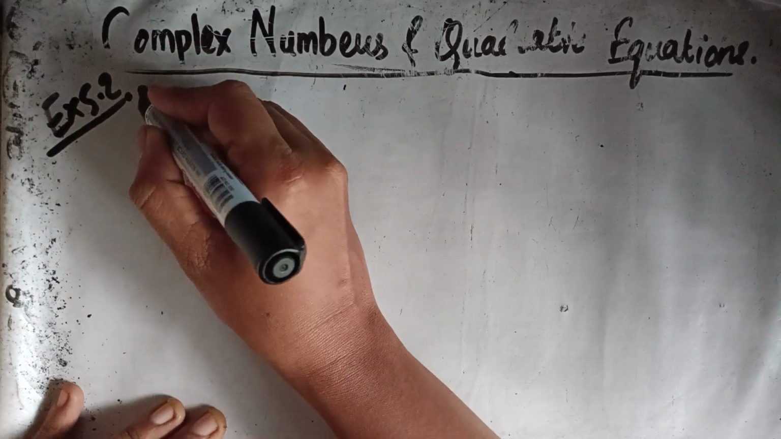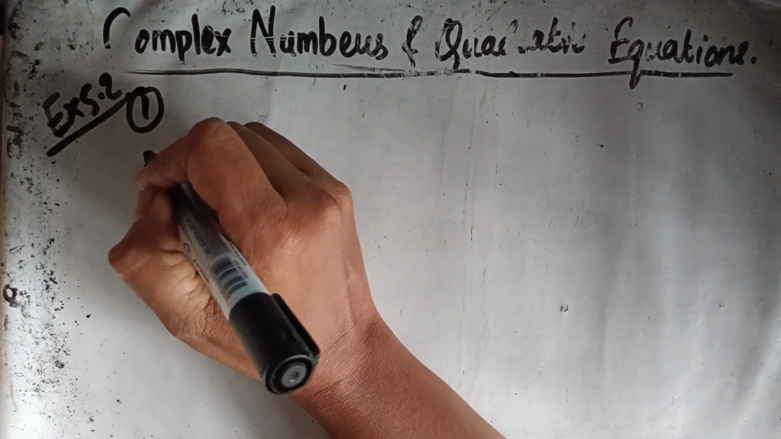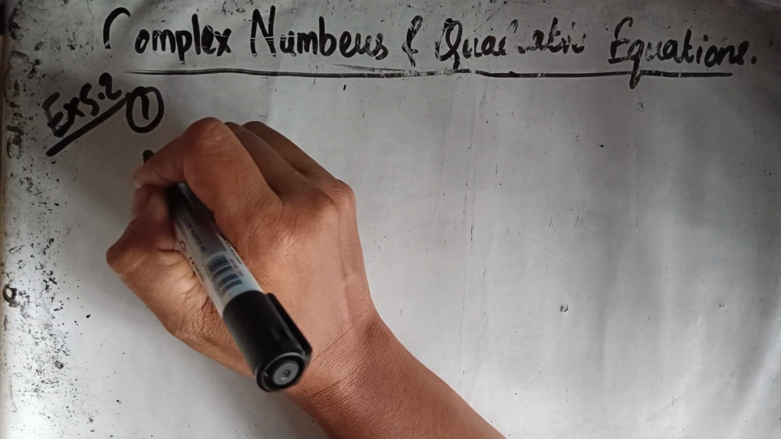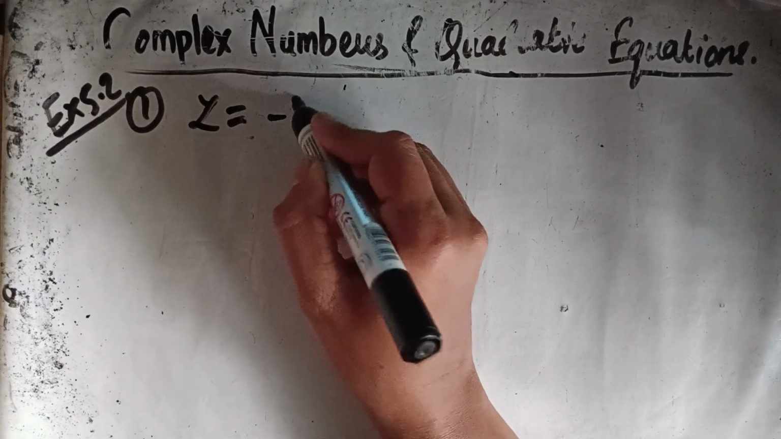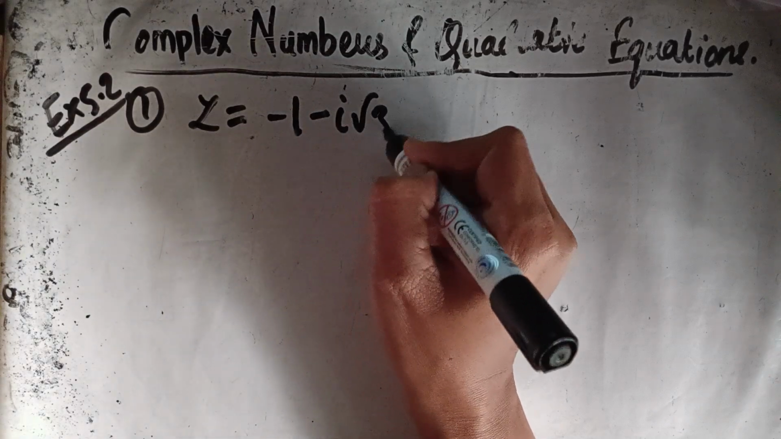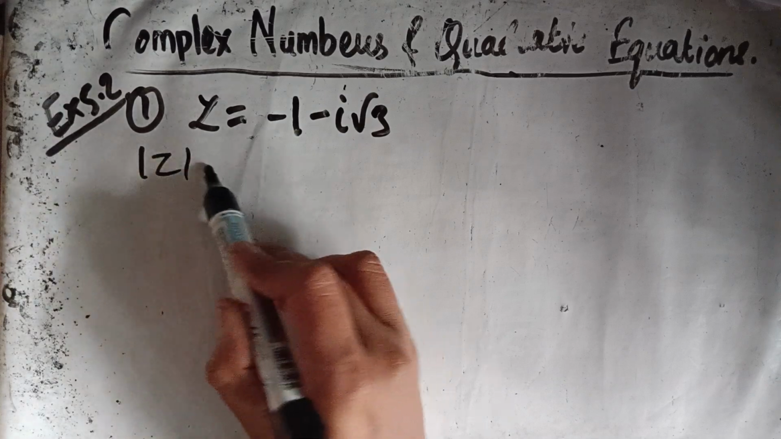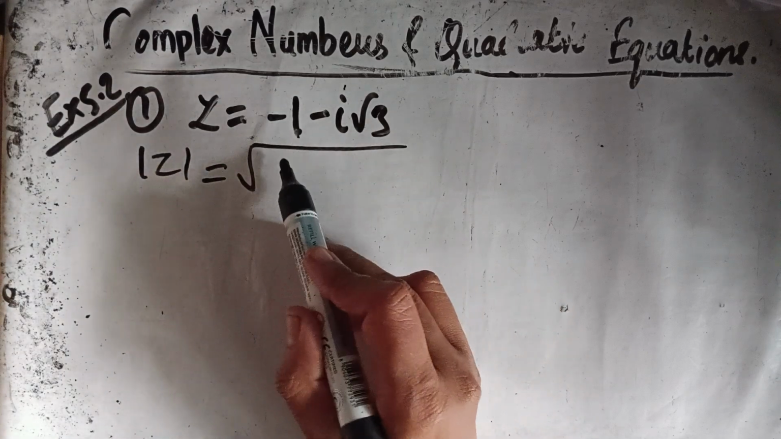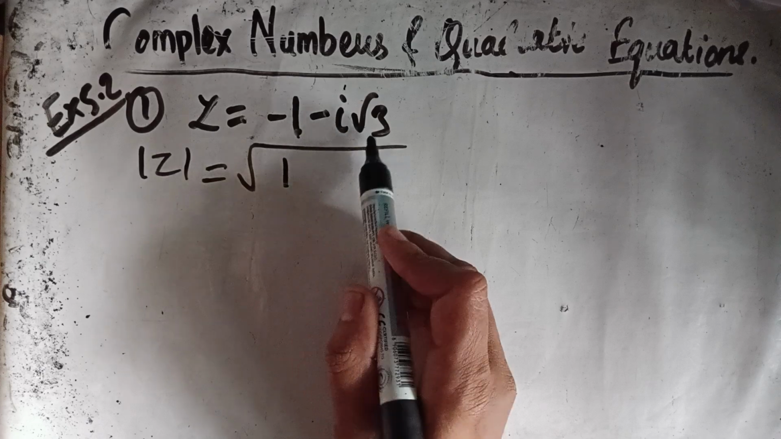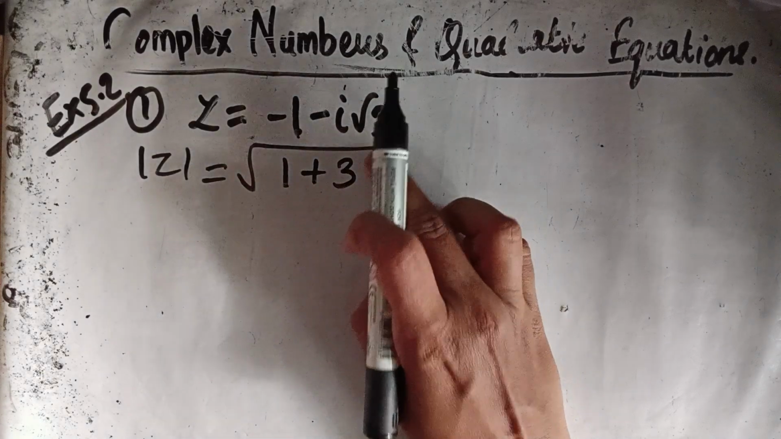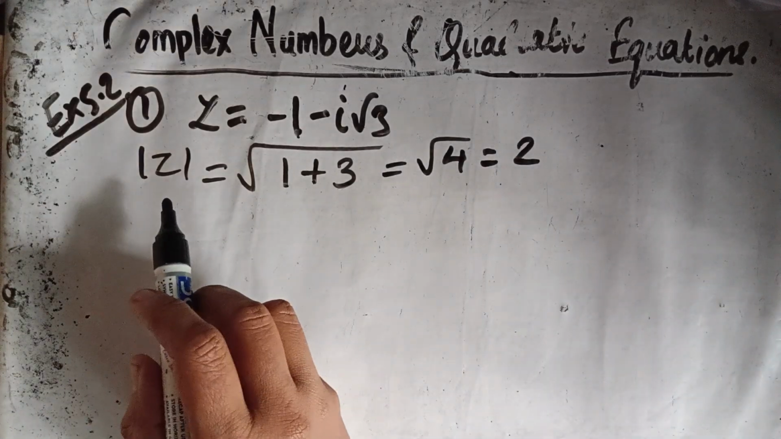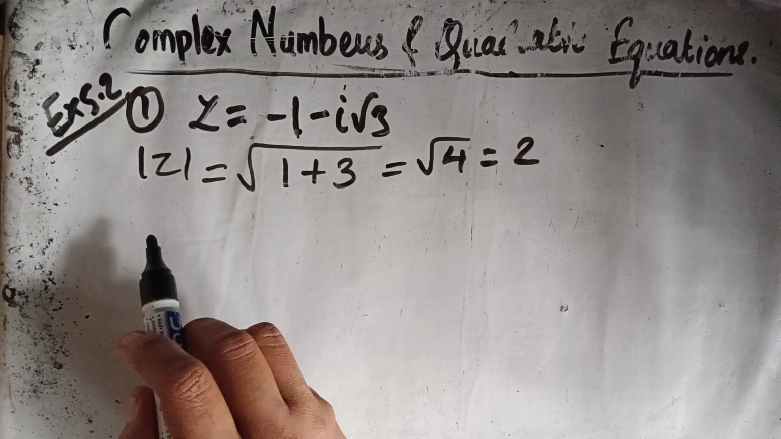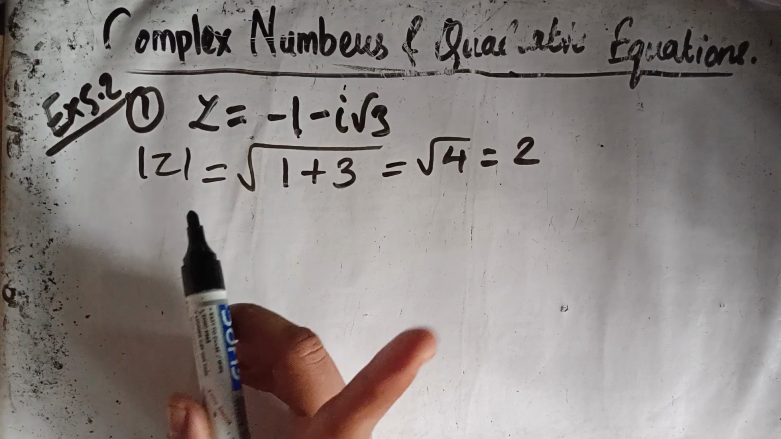First question. You have to find the modulus and arguments of each of the complex numbers. It is given -1 minus i root 3. So mod of this is the root of x squared plus y squared: (-1) squared plus (-root 3) squared, which is 1 plus 3. So this is root 4, which is 2. This is the modulus. Second, you have to find the argument, that is theta, the principal value.